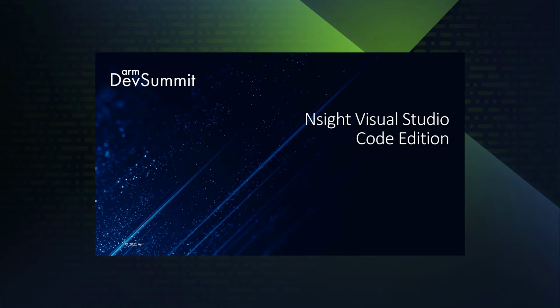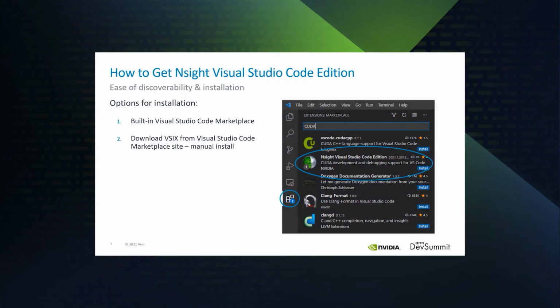Now let's look at some more details on Nsight Visual Studio Code Edition. If you're a user of Nsight Visual Studio Code Edition, you'll know that there's multiple ways to add extensions. We have our own extension for CUDA debugging, and you can install it in two different ways. First, you can use the built-in Visual Studio Code Marketplace, which is what most people use.